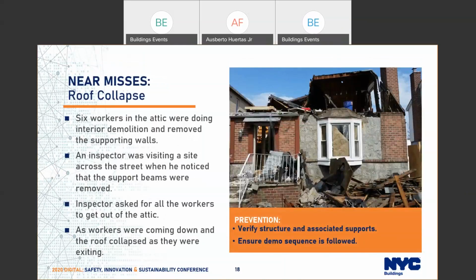In this near miss, 6 workers were working inside a house and performing interior demolition. A DOB inspector just finished an inspection across the street. He noticed the workers had removed the load-bearing wall supporting the roof. He yelled over and told the workers they needed to get out of the house. As the workers were coming out, the roof started to collapse. A preventative measure would have been to check with a licensed professional before demoing interior walls and follow the demo sequence.